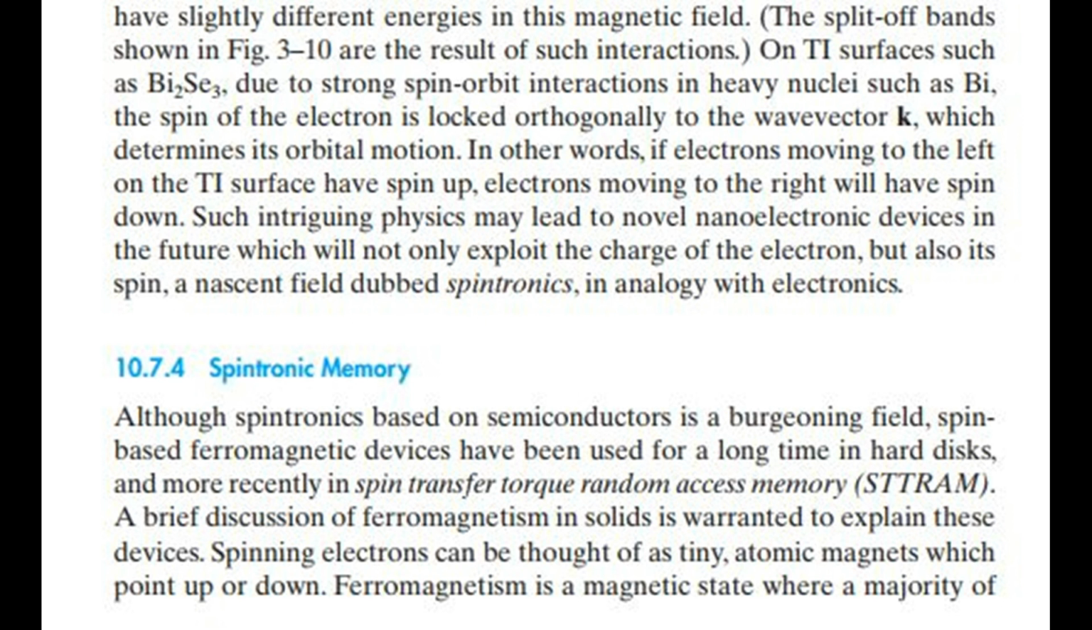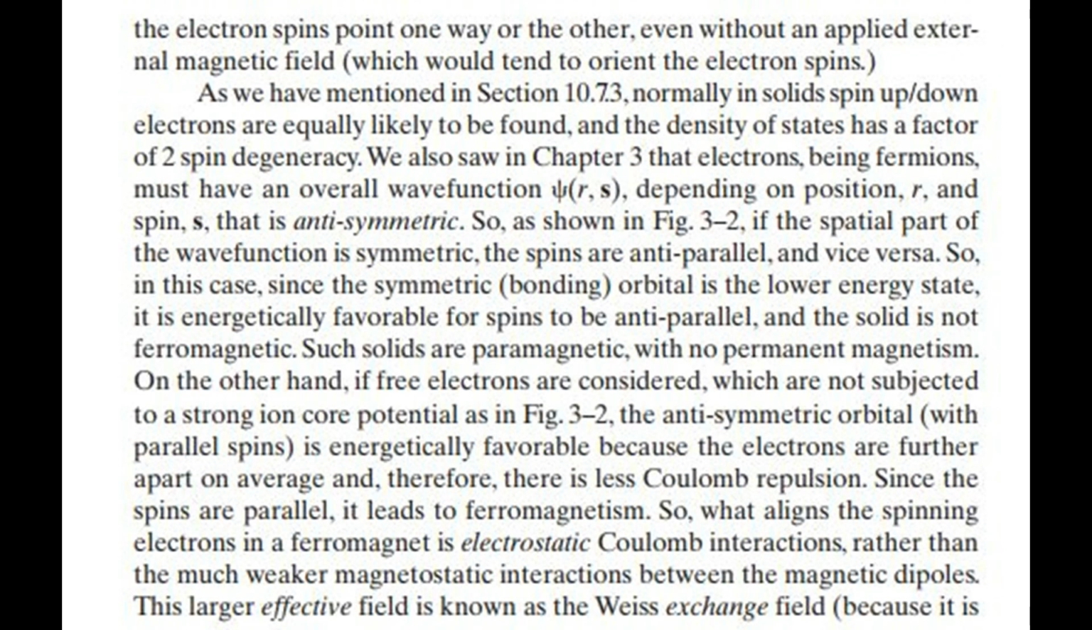Ferromagnetism is a magnetic state where a majority of the electron spins point one way or the other, even without an applied external magnetic field, which would tend to orient the electron spins. As we have mentioned in section 10.7.3, normally in solids spin up/down electrons are equally likely to be found, and the density of states has a factor of 2 spin degeneracy.